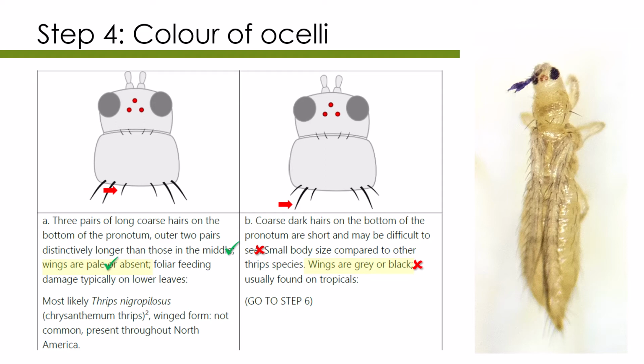Here the key gives you some additional details about the kind of damage that they might cause in the crop, and that might help you confirm the ID. This brings us to the conclusion that our mystery thrips is most likely Thrips nigropilosus, commonly known as chrysanthemum thrips.